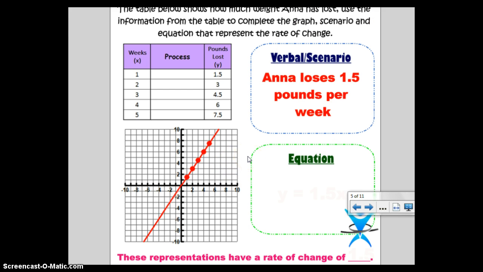We can say that Anna loses 1.5 pounds per week. The 1.5 is coming from the delta y of 1.5 divided by the delta x, which is 1. Since we have determined 1.5 to describe the pounds per week, that will also be y equals 1.5x. That tells us that our rate of change is 1.5.